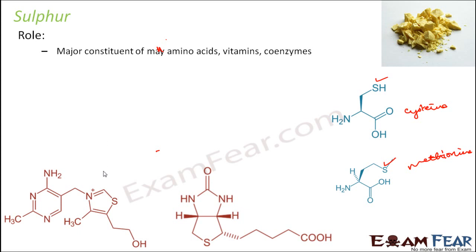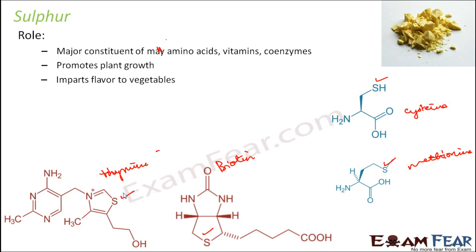For vitamins, for example, thiamine, biotin. So all of these have sulfur. So it helps in forming so many useful things like amino acids, vitamins, coenzymes. It also promotes plant growth. It imparts flavor to vegetables.